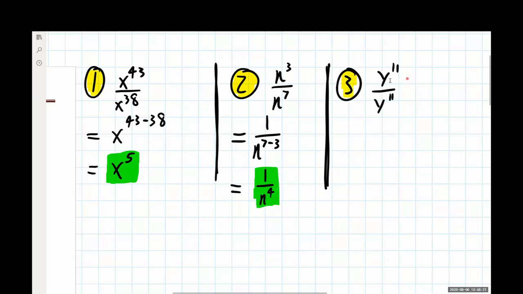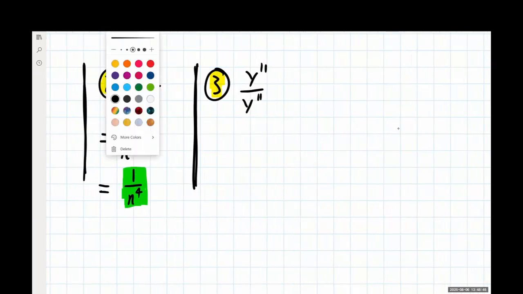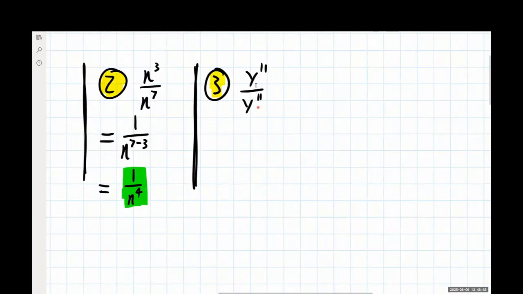Looking at example 3 now, I have y to the 11th power divided by y to the 11th power. So we have 2 ways to go about thinking on this. Both will work. You can use either one of them. We can use the quotient property again, which states that if I have the bases as the same and dividing, then the exponents will subtract from one another. And if I do that, I end up getting y to the 0 power.